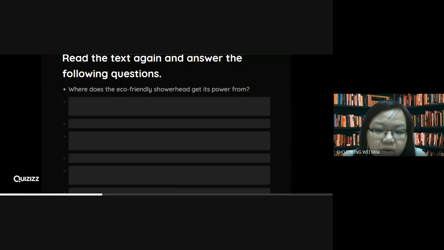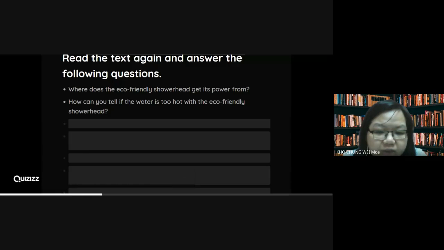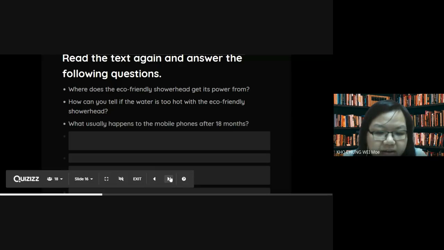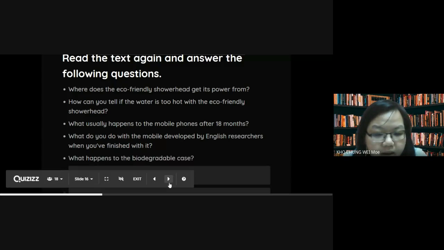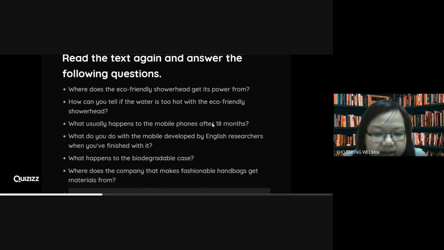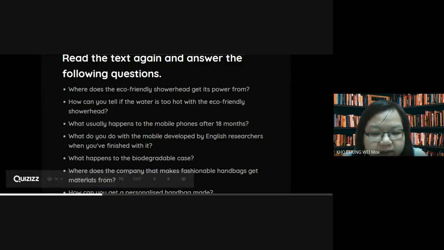The first question, where does the eco-friendly shower head get its power from? How can you tell if the water is too hot with the eco-friendly shower head? What usually happens to the mobile phones after 18 months? What do you do with the mobile developed by English researchers when you're finished with it? What happens to the biodegradable case? Where does the company that makes fashionable handbags get materials from? If you notice, I've changed the word trendy to the word fashionable. And how can you get a personalized handbag made? Okay, so these are your questions.